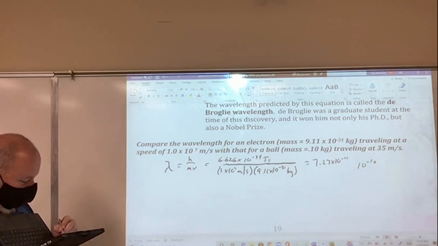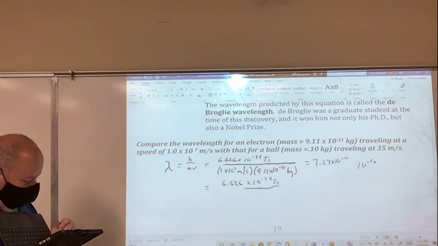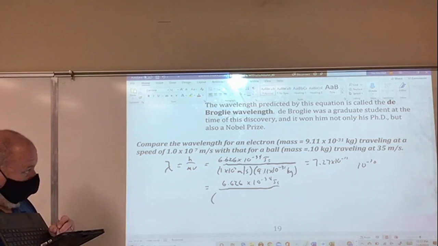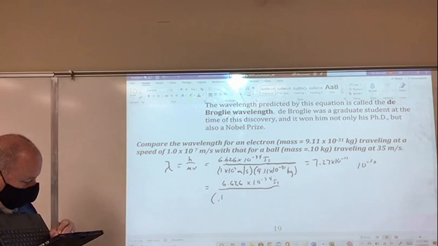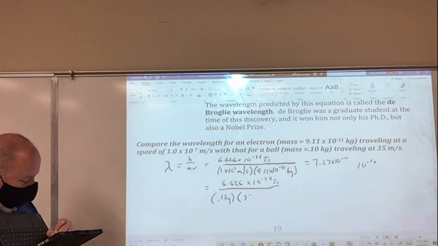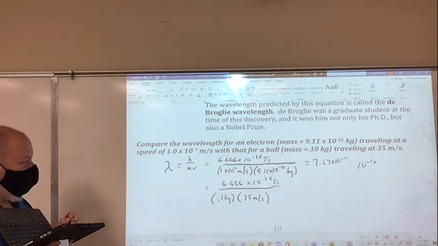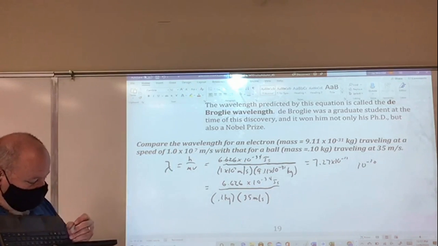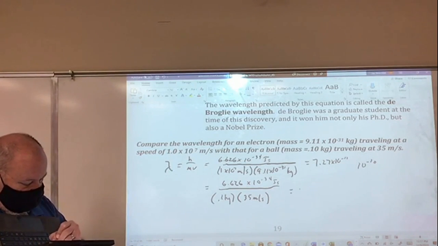Okay, and then if we do the other one, 6.626 times 10 to the negative 34th joule seconds divided by 0.1 kilograms times 35 meters per second.